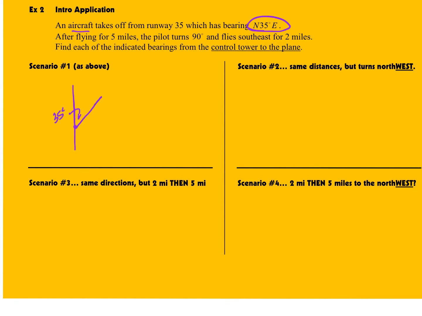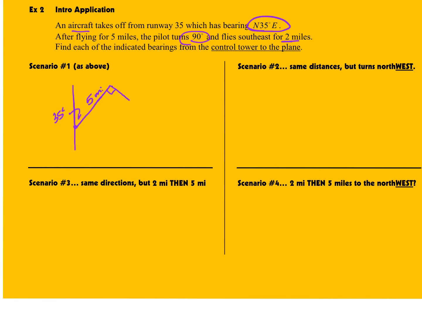Now, what it's telling us is that it's going to fly for 5 miles in this first direction, and then it's going to turn 90 degrees to the southeast. So we're going to go for 5 miles. I'm going to just draw it a little longer to make my picture a little easier. Now it's going to turn 90 degrees to the southeast. Now it's telling us this new angle right here is going to be 90 degrees. Always be looking for those.